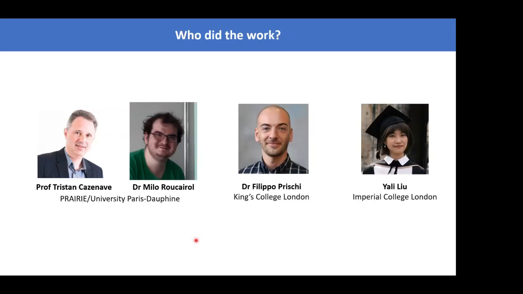And so finally, who did the work? Well, that was a collaboration between three institutions: Imperial, with a master's student, Yali; King's College, with Filippo Prischi, who was in charge of the structural biology docking side of things; and Tristan and Milo, where we developed the initial version of the algorithm, the version that was producing just the molecules. And then the algorithm was further developed with Yali, but still in collaboration with Tristan. Tristan is the person who invented nested Monte Carlo Tree Search, so he was a great person to have on board for this. And that's it for me.